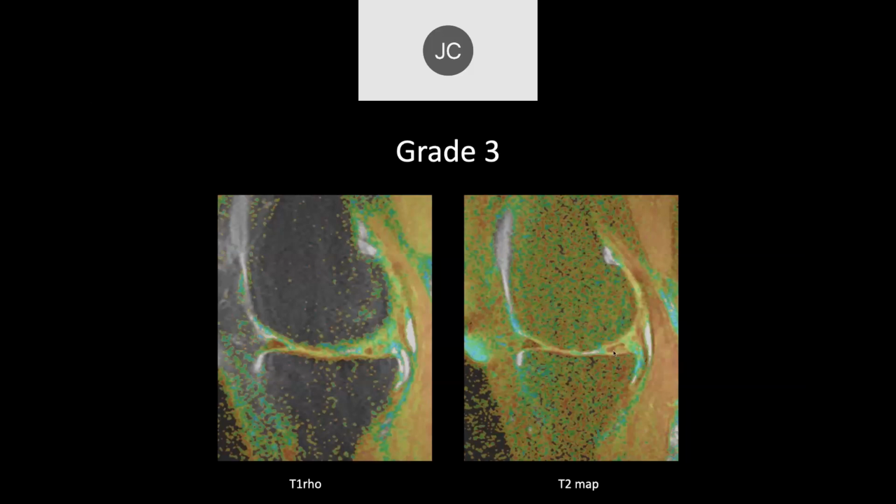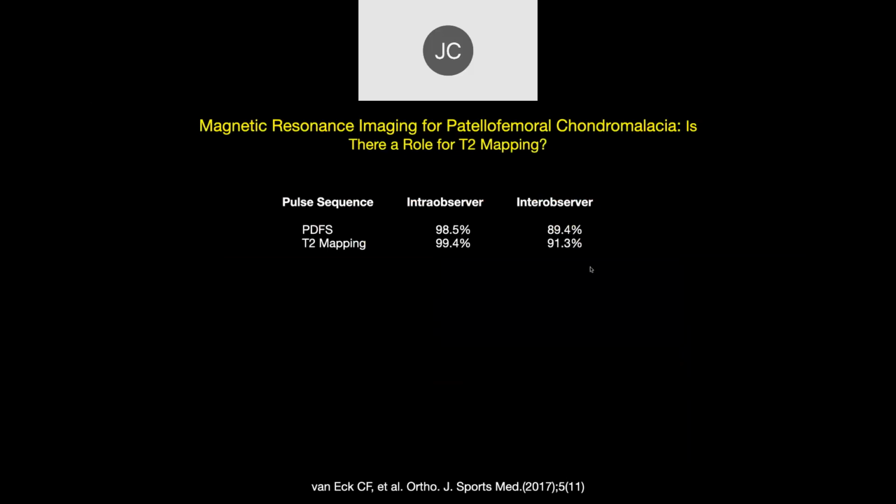So with grade 3 chondromalacia, we don't have any normal T2 mapping and actually abnormal T1-rho in the area where there's grade 4 chondromalacia, as you'd expect, because you don't have cartilage there.